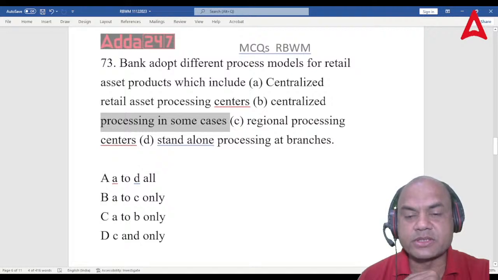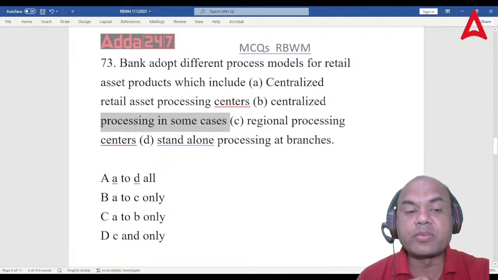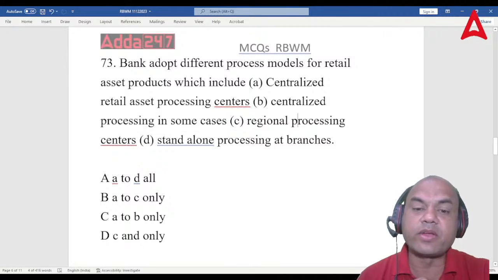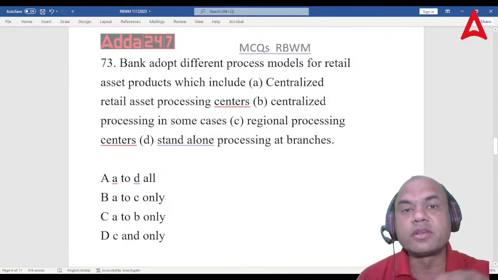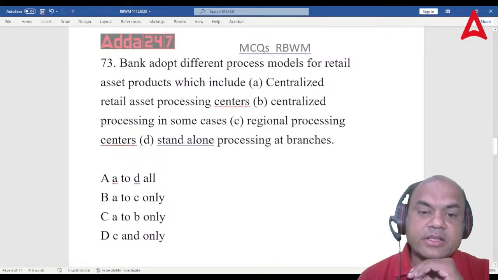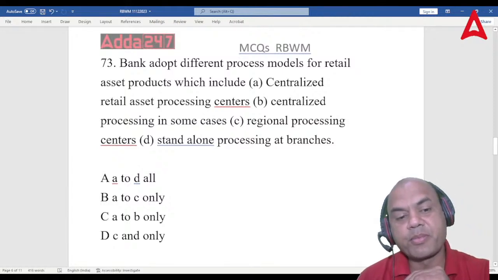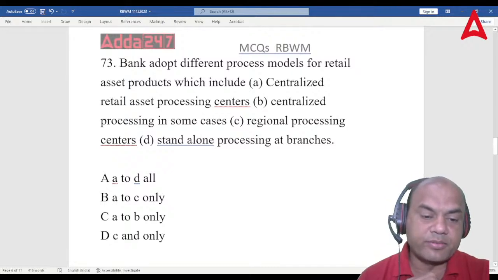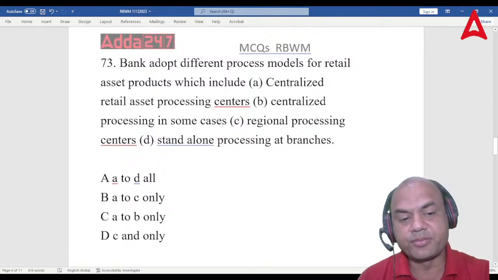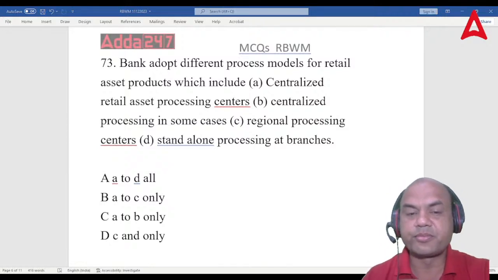Centralized asset processing, then centralized processing in some cases. Regional processing centers. Regional means we have various regions, north, east, west, south, and there are certain processing centers. Standalone processing at branches means at the branch level. What is the answer? A to D all, A to C only, A to B only, or C and D only. What should be the answer over here? Everyone?